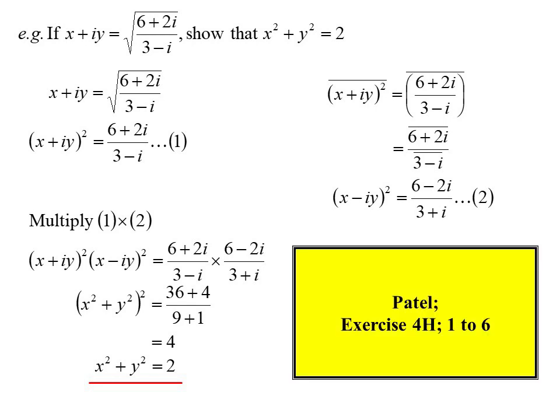So in the handouts there, I have copied out the very old textbook, the Patel textbook. It was exercise 4H, questions 1 to 6 from that.